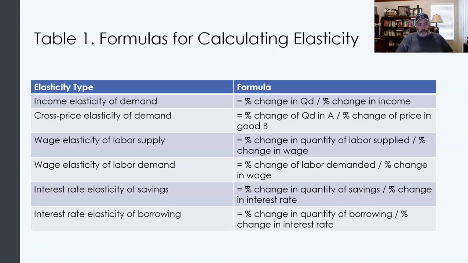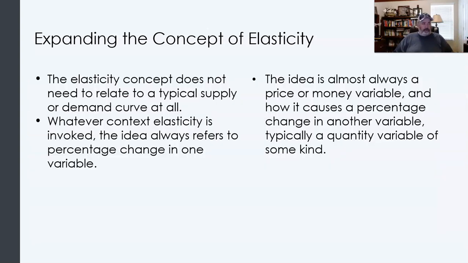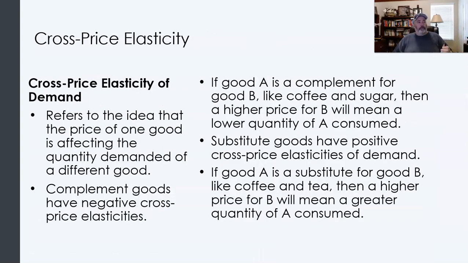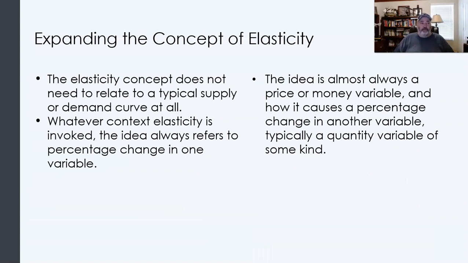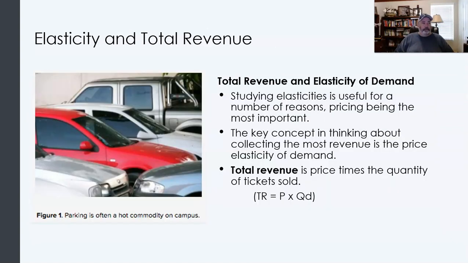So you definitely want the formula, but you also want to know that if it's negative, it's inferior. If the income elasticity coefficient is negative, it's inferior. If the cross-price elasticity coefficient is negative, it's a complement. Positive is substitute. All right?